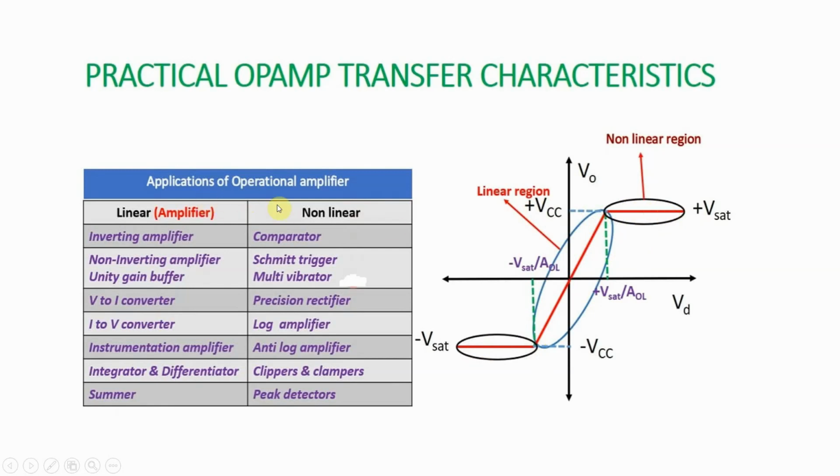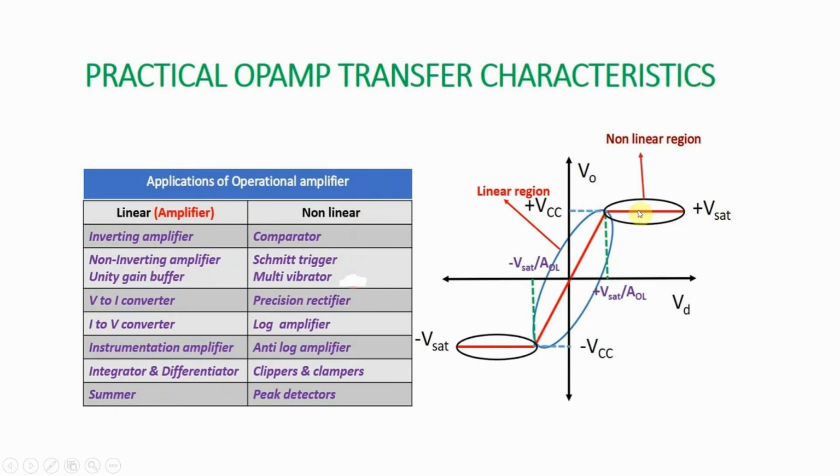Then these are the applications of the operational amplifier in the linear and the non-linear region. In the linear region, the op-amp acts as an amplifier. The applications are inverting amplifier, non-inverting amplifier, unity gain buffer, V2I converter, I2V converter, instrumentation amplifier, integrator and differentiator, summer, which is also known as the adder.